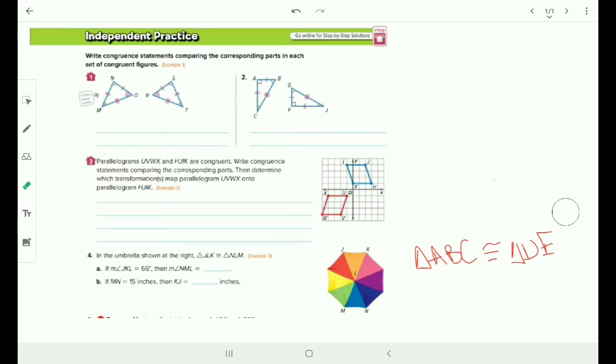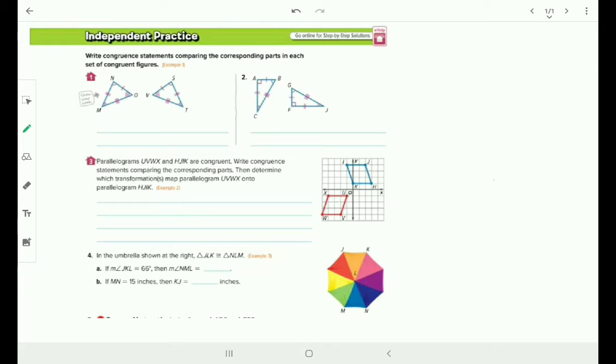Okay, so let's get into the assignment, numbers 1 through 4. Numbers 1 and 2, we have to write congruent statements comparing the corresponding parts in each of the set of congruent figures. So we're dealing with triangles. Think about a triangle. There are 3 sets of angles and 3 sets of line segments. So you're going to have 6 total congruent statements here.